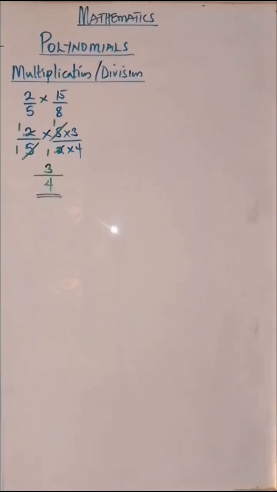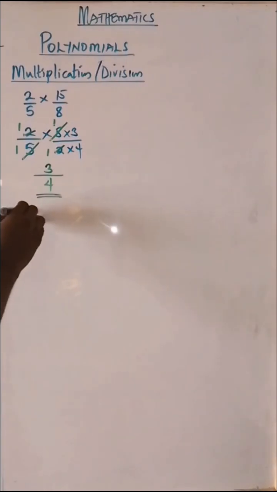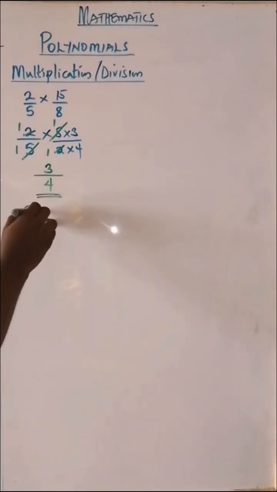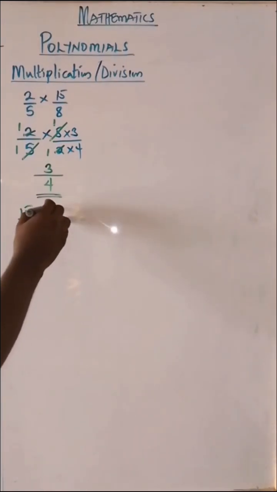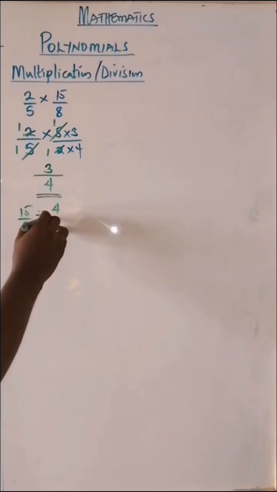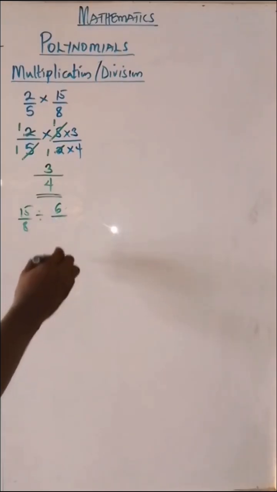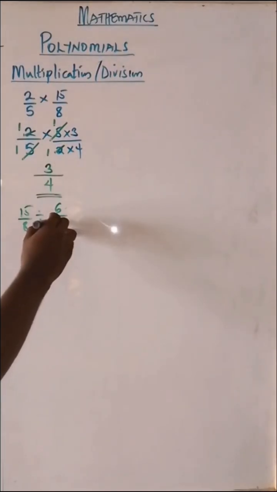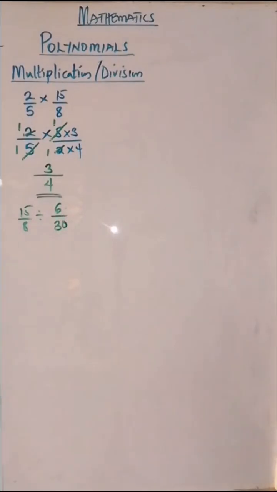What if it is division? Suppose I have 5 over 18 divided by, let's say, 6 over 12. No, this is over 30. So this is for multiplication, this is for division.